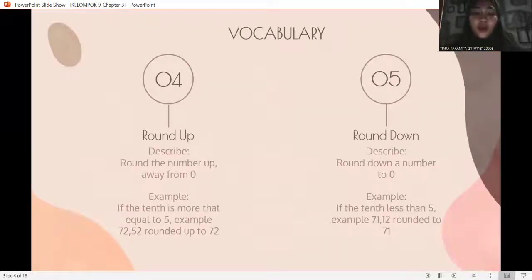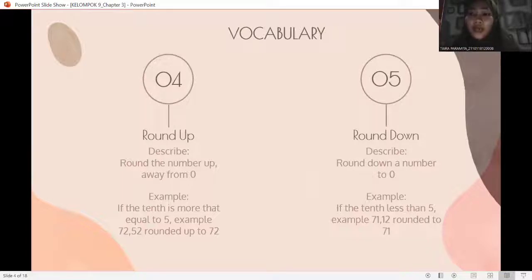Vocabulary 4. Round up. Describe: round the number up, away from 0. Example, if the tenth digit is more than or equal to 5, example 72.52 is rounded up to 73.